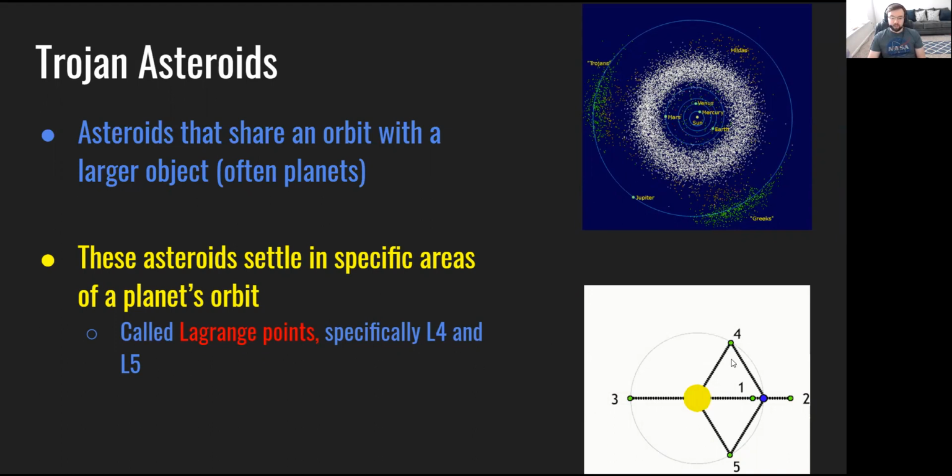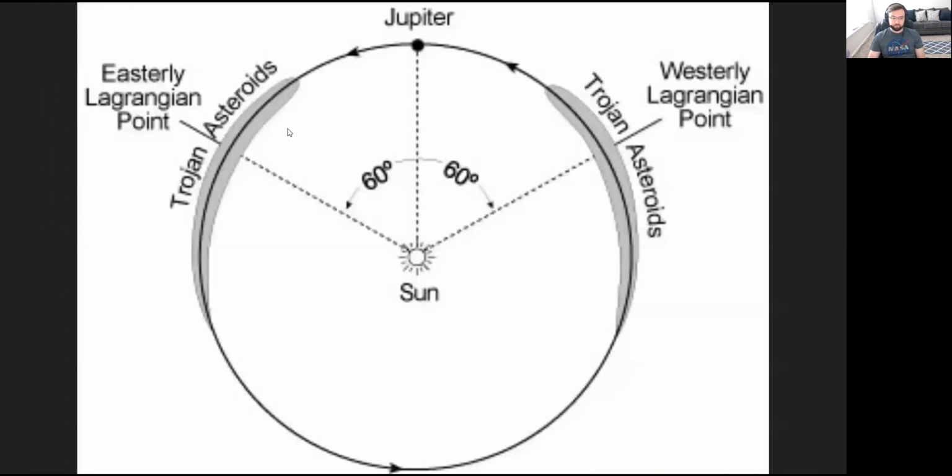And specifically, we have them at L4 and L5. So these 2 areas right here are where you're going to find your Trojan asteroids. So there's Trojan asteroids in front, and there's the ones behind. That angle will always stay the same. So as Jupiter orbits, the asteroids in front keep moving in front of him, and the asteroids behind him keep moving behind him. They will always stay at 60-degree angles relative to Jupiter.